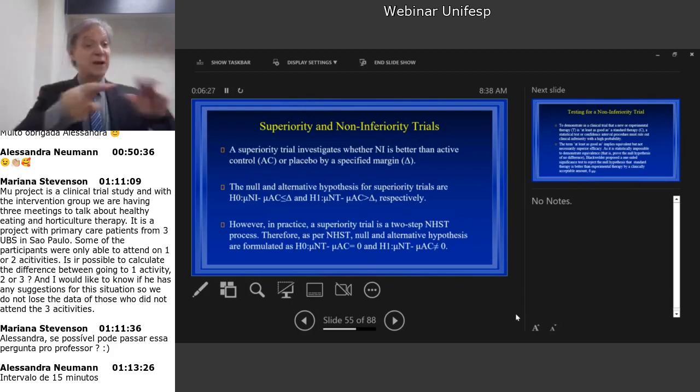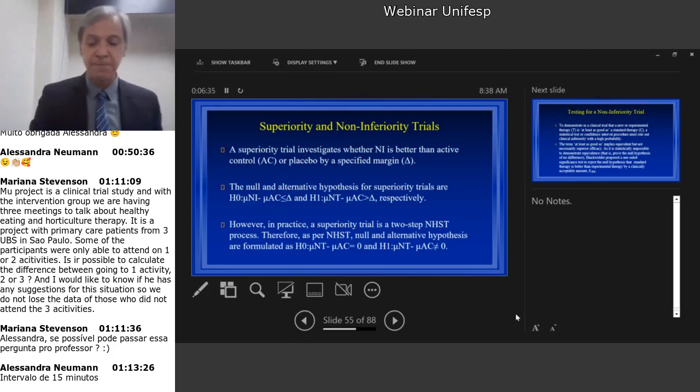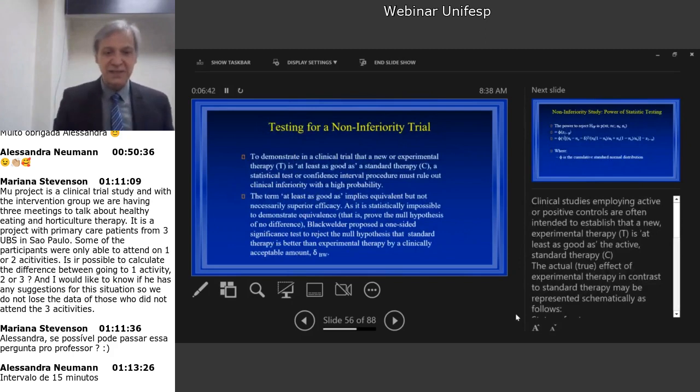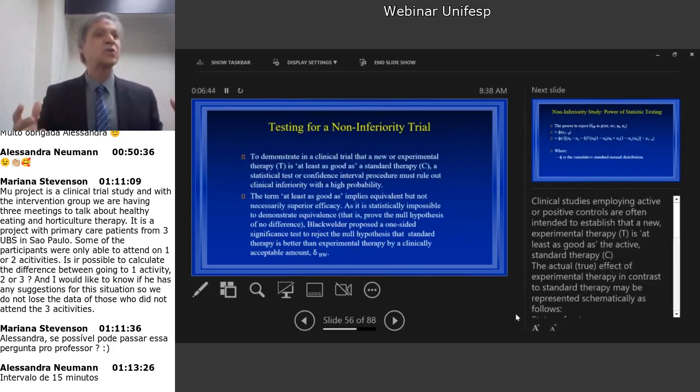That's a two-sided alternative. Okay, so you can do that. With A1C, it would be hard to justify, but you want to see if there's any difference. That's superiority. A non-inferiority trial, I have to read this because it's not intuitive.